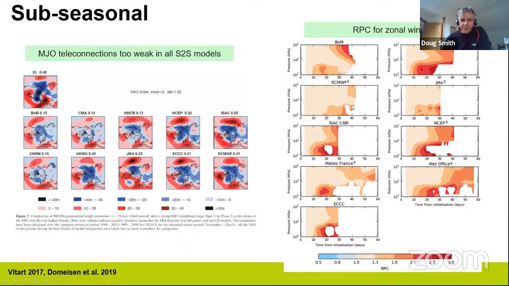And then this paper by Daniela Domeisen, they calculated the RPC statistic directly in these subseasonal forecasts, and this shows the RPC in colors as a function of forecast lead time in days. So anything greater than 1 is showing where the signal-to-noise paradox is starting to occur. You can see that it's starting to occur mainly in the troposphere, but even after just 10 days, and then it grows and spreads up into the stratosphere.